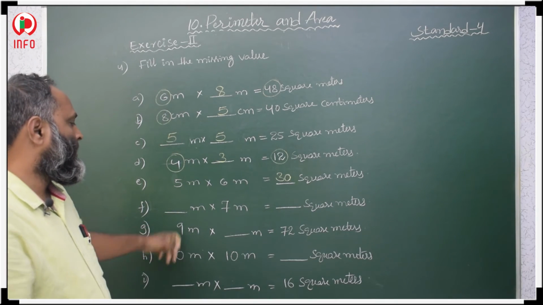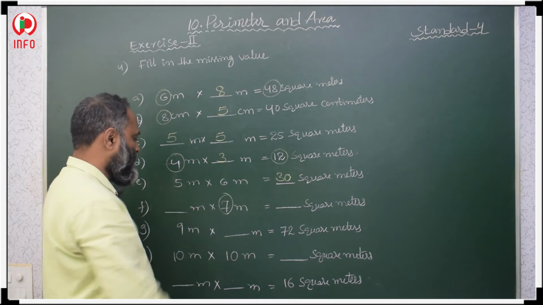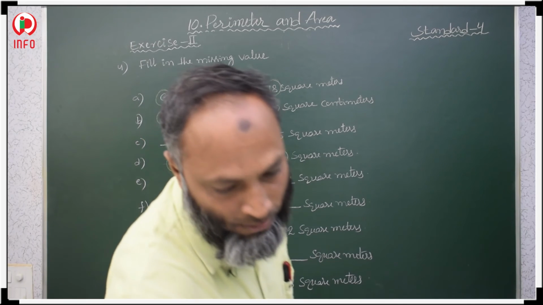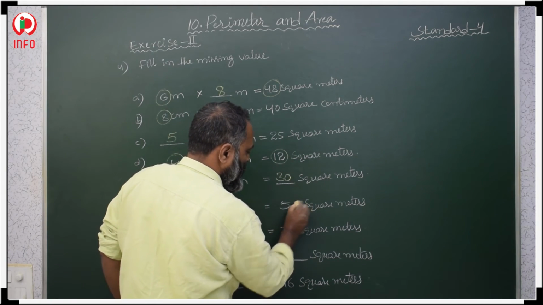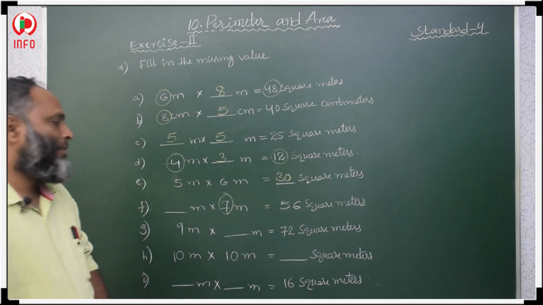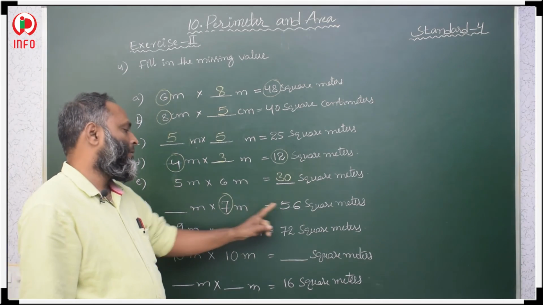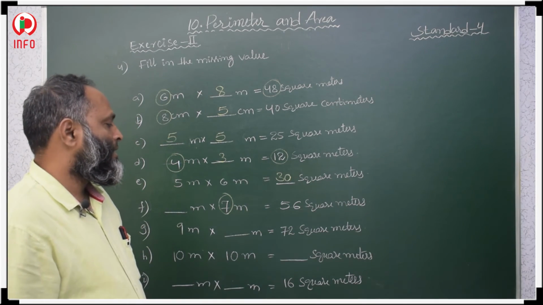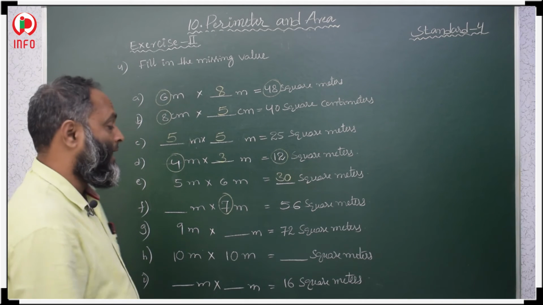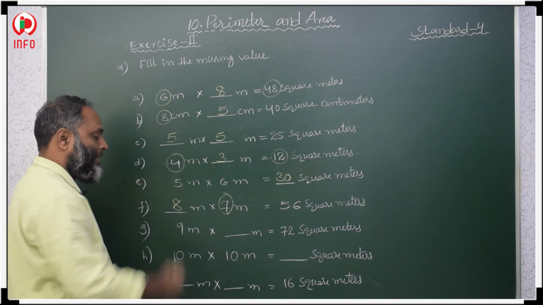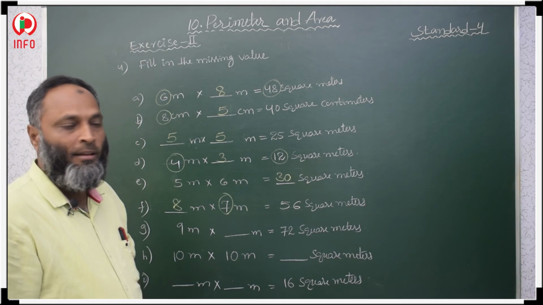Here length is not given, breadth is given. And what is given more? 56 square meters is given. In the 7 table, when you get 56: 7 5s are 35, 7 6s are 42, 7 7s are 49, 7 8s are 56. The length is 8 meters.